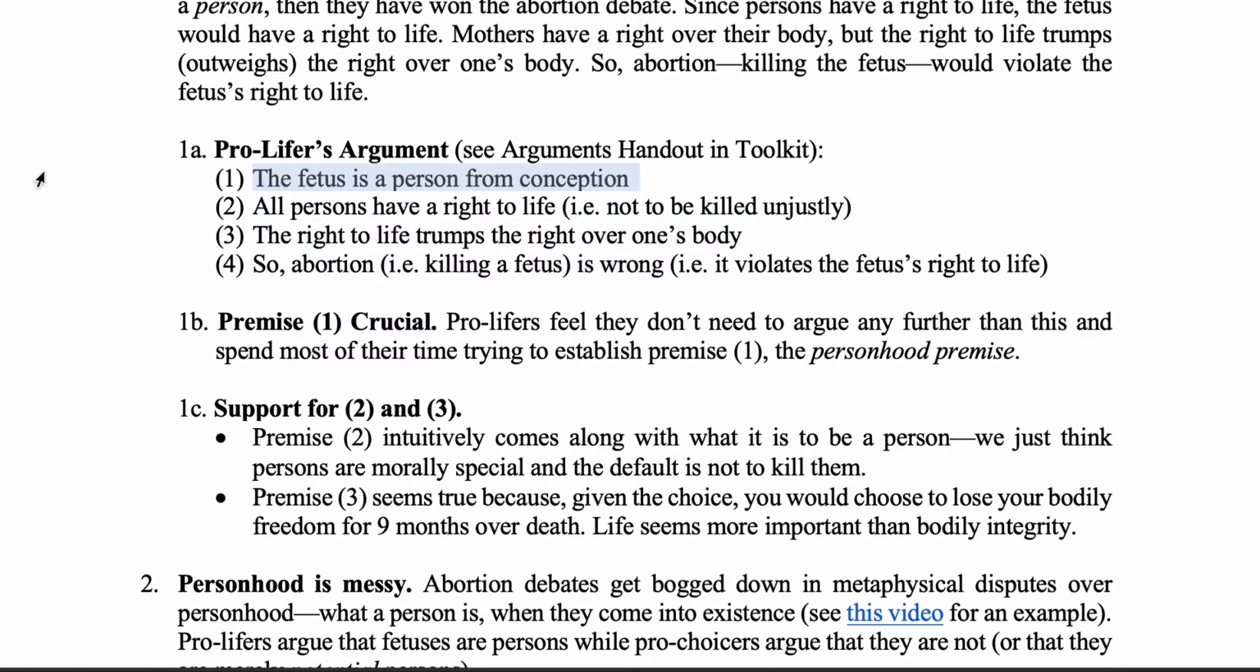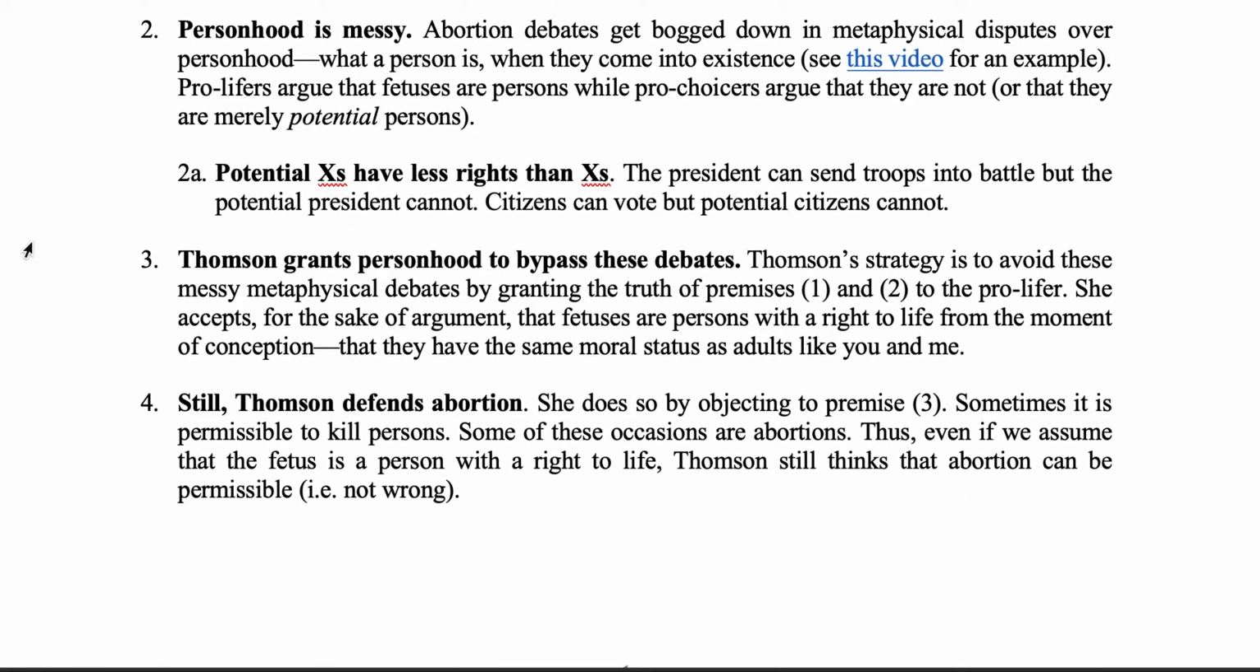Even if the fetus is a person, and all persons have a right to life, does it follow that abortion is wrong? Well, only if this ends up being true. And that's where she's going to want to push back. So she grants, for the sake of argument, that fetuses are persons with a right to life from the moment of conception.